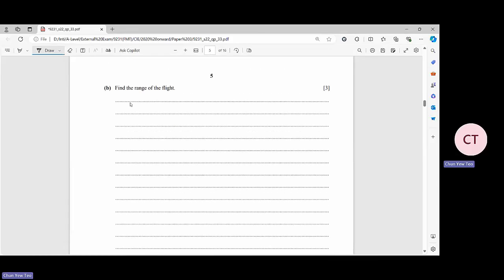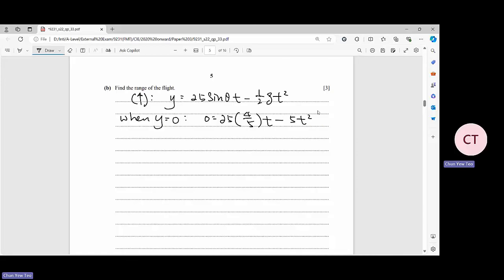So the range of the flight. Just now, we know that for the vertical displacement, your y is equal to 25 sine theta d minus a half g t square. To find the range of the flight, y is equal to 0. So when y is equal to 0, you will have 0 is equal to 25, sine is 4 over 5, d you do not know yet, and change g become 10. So this is what you have.